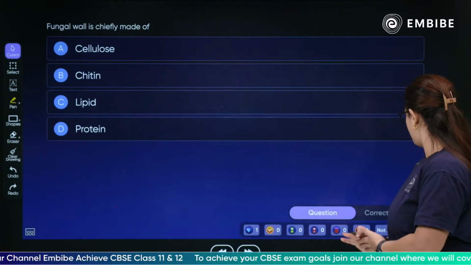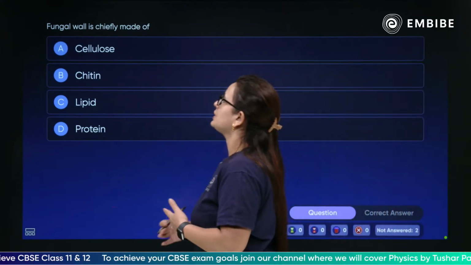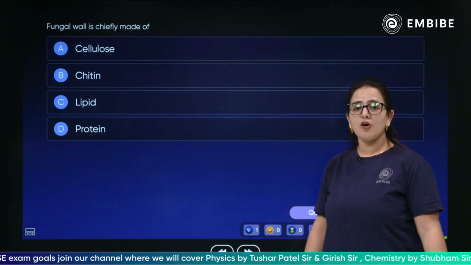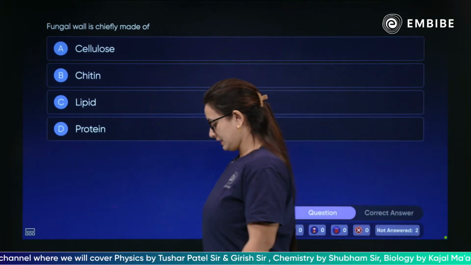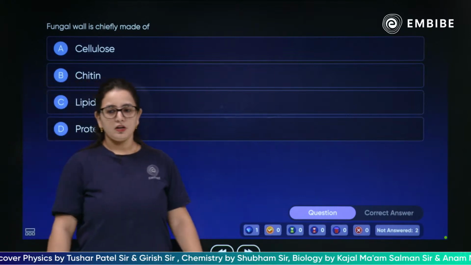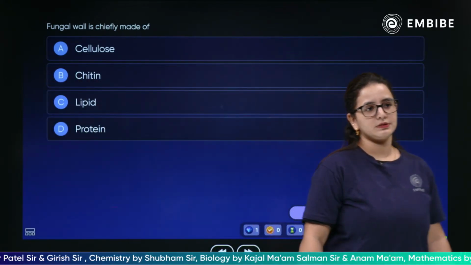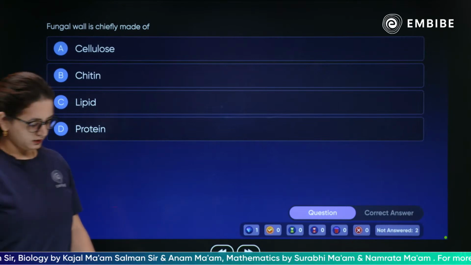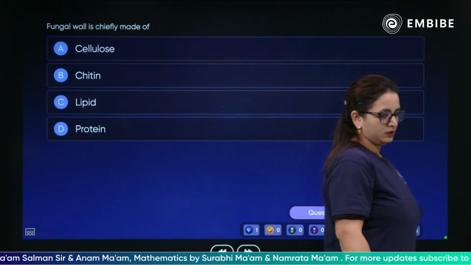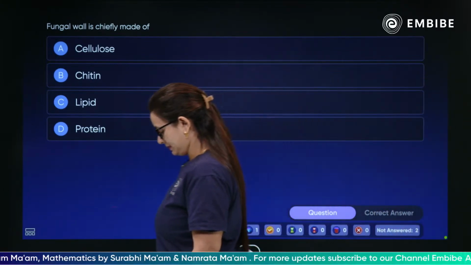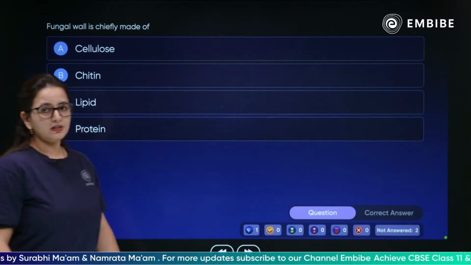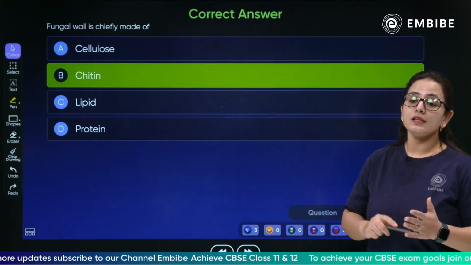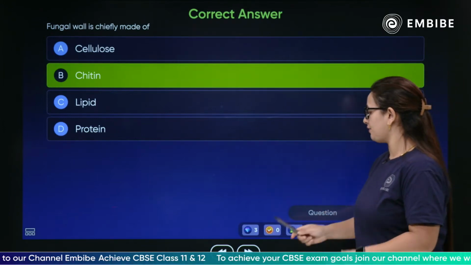Yes, a very important, very basic question: the fungal wall is chiefly made up of what? What makes a fungus be put into a different kingdom? It was the cell wall. What is it made up of? Come on, quickly tell me what the fungal cell wall is made up of. Yes, children, the fungal cell wall is made up of chitin. This is what I have been telling you, non-cellulosic polysaccharides.